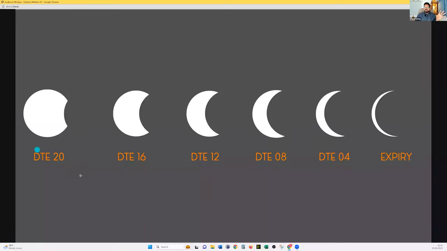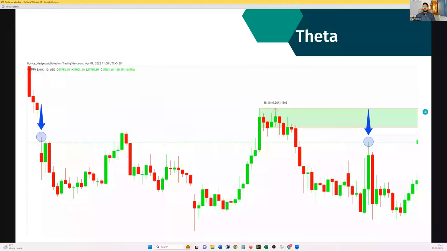Out of this, are the option buyers getting profit or the option sellers? Who is getting profit out of it? Obviously, it's the option sellers who get profit out of it. Okay, so now we will understand further in detail.